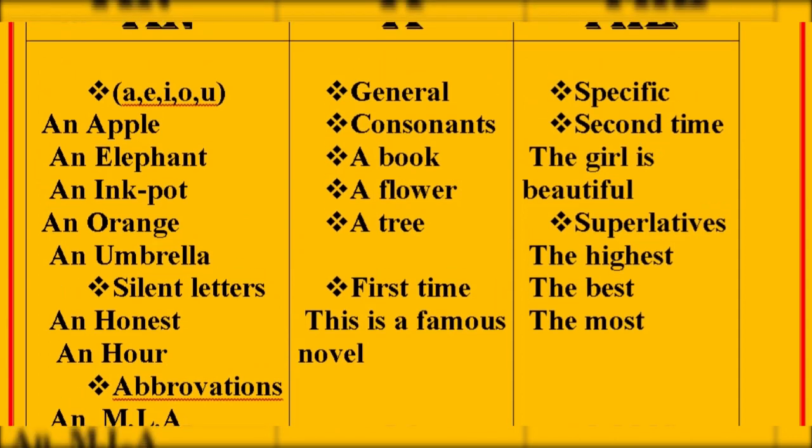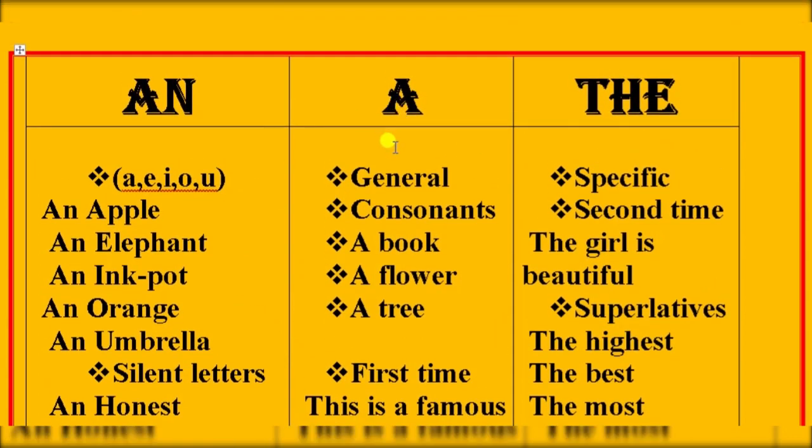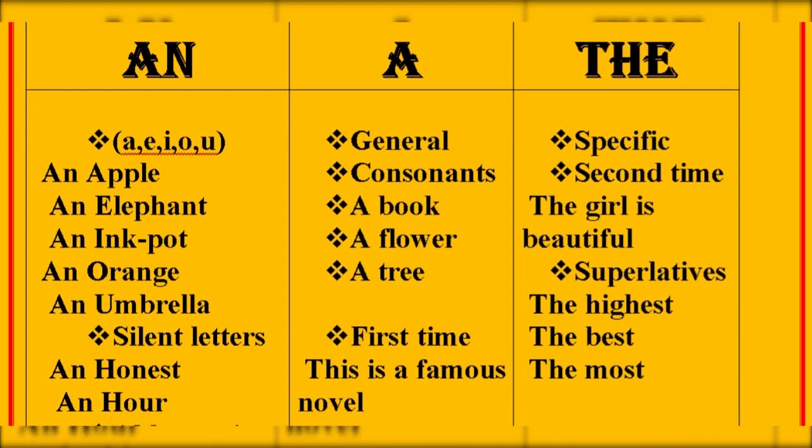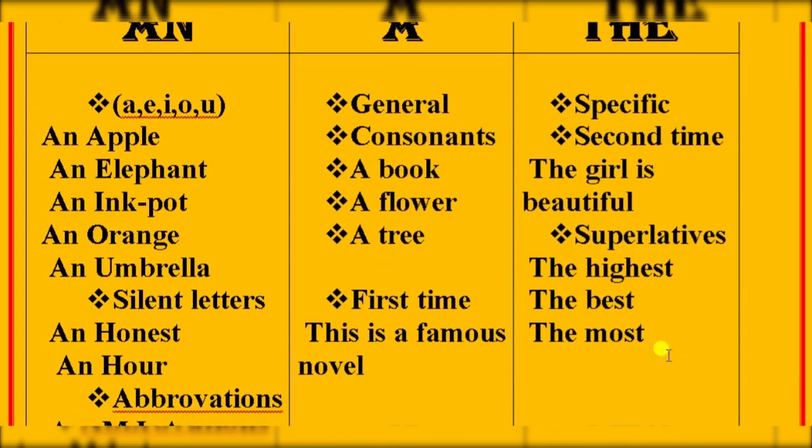Now examples with a. A is used generally with consonant sounds. For example, you see a book, a flower, a tree, right? And we also use a when we mention a noun for the first time. This is a famous novel. You see, this is a famous novel, right?